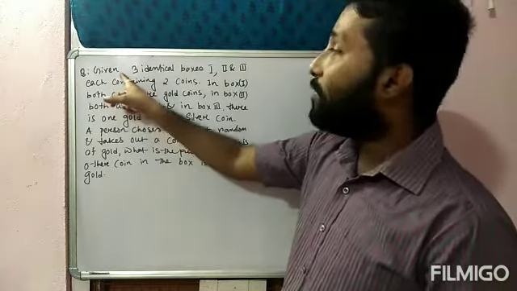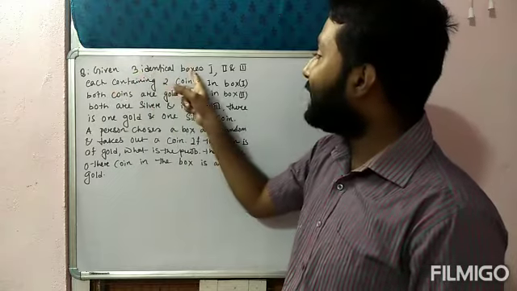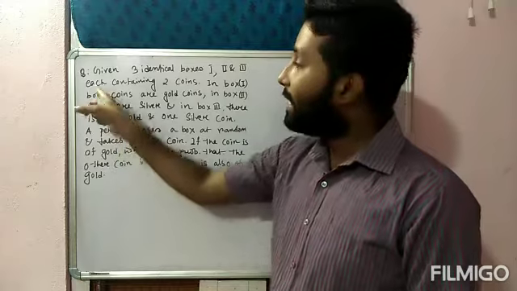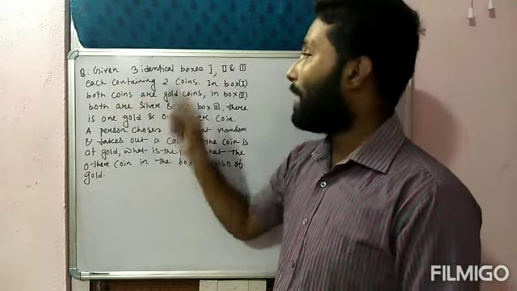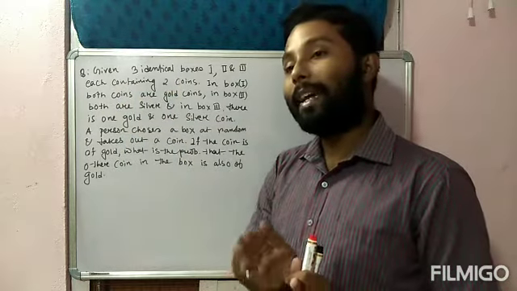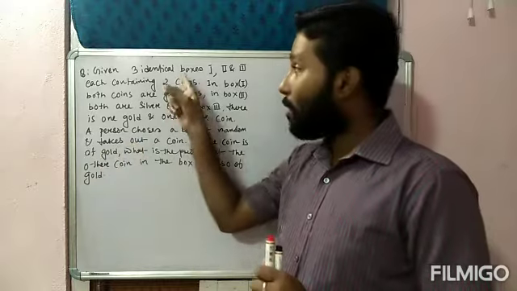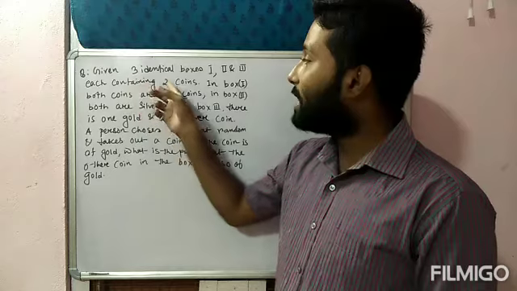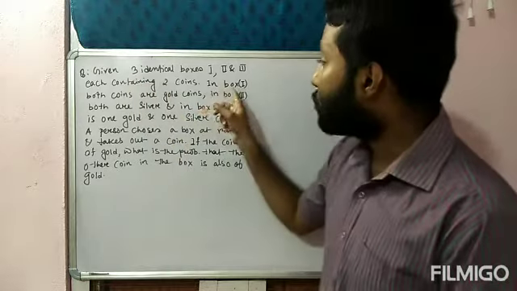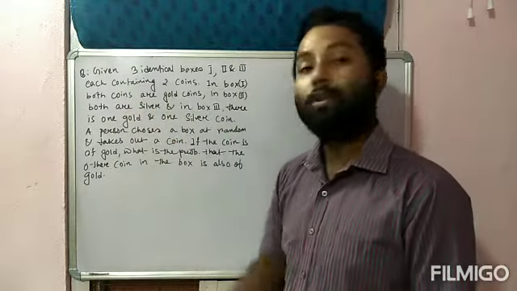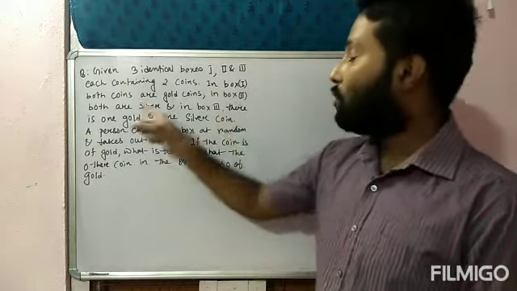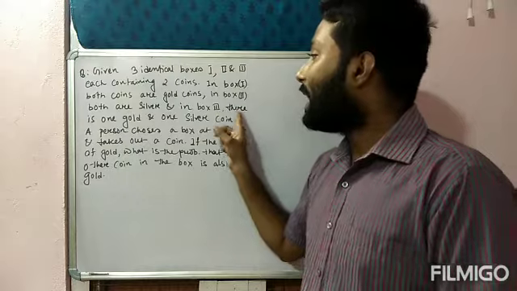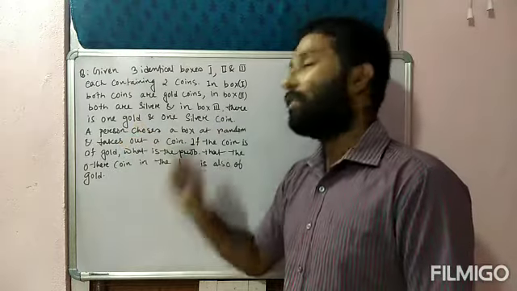Okay, given three identical boxes, box 1, box 2 and box 3, each containing two coins. So that means here there are three events. Three boxes are there, so there are three events. Each box contains two coins. In box 1 both coins are gold coins, in box 2 both are silver coins, and in box 3 there is one gold and one silver coin.